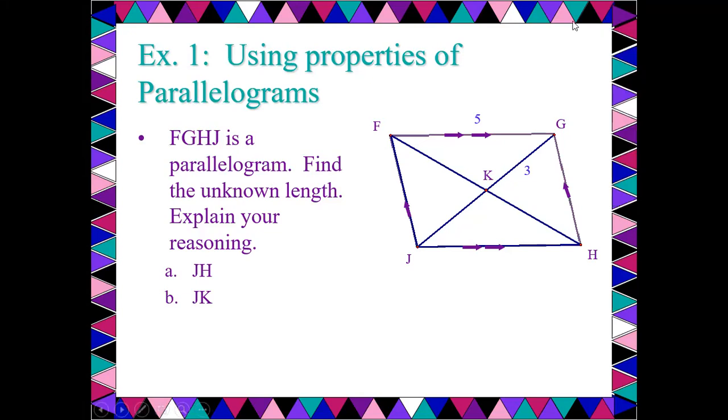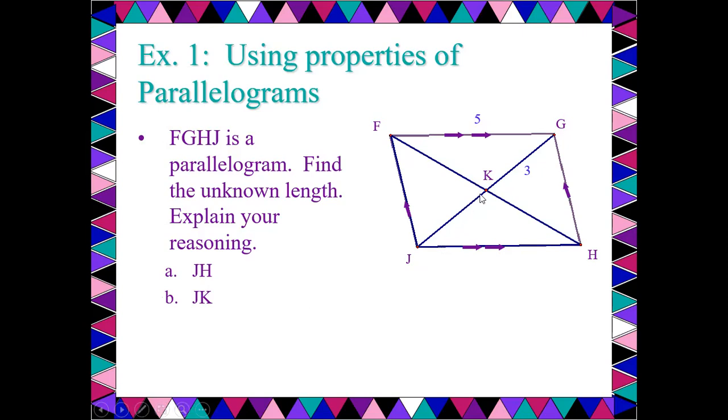So take note of this. We are looking for JH here. Line segment JH. And we know that in a parallelogram, opposite sides are congruent. Given that the measurement of line segment FG is equal to 5, we can now say that JH is also equal to 5 because they are opposite sides, and opposite sides of a parallelogram are congruent and parallel. So si JH ay 5.